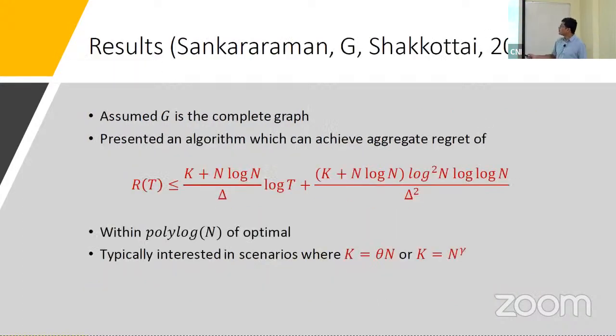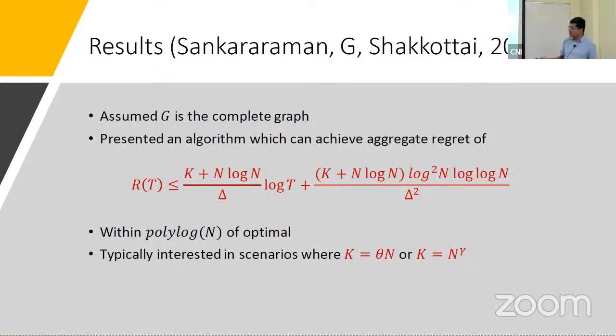Okay, so the first result we had in 2019, this was joint work with Sanjay Shakkottai and with Abhishek Sankararaman, who was then a PhD student there, and now is a postdoc at Berkeley.